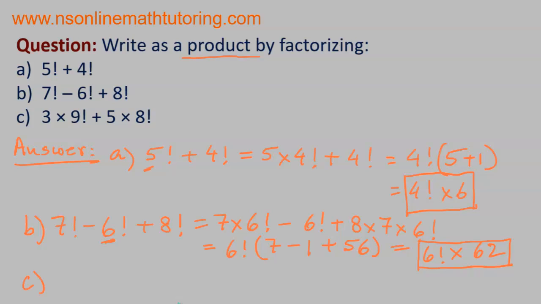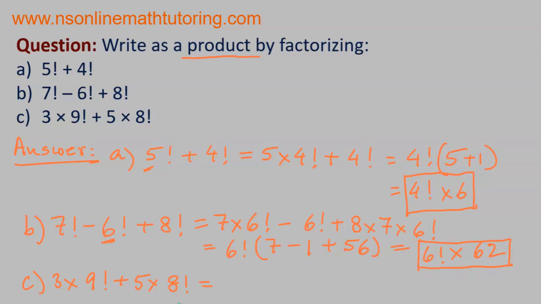Coming to subpart C, 3 times 9 factorial plus 5 times 8 factorial. What is this equal to? And between 9 factorial and 8 factorial, 8 factorial is obviously smaller than 9 factorial. So, we have to express 9 factorial in terms of 8 factorial.